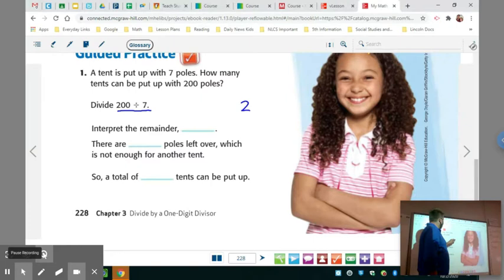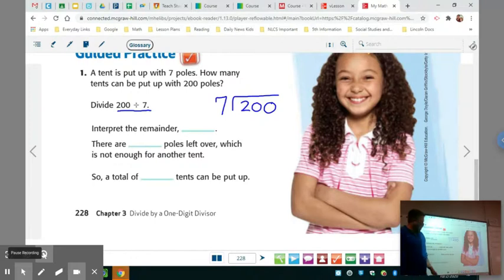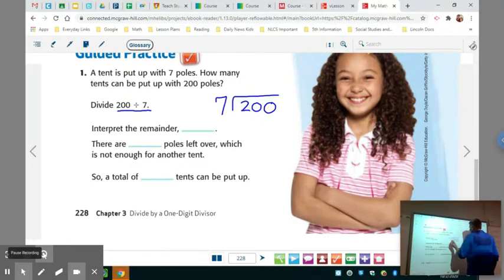So 200 divided by 7, Ray says. And Ray, how many times will 7 go into 2? 0 times. How many times will 7 go into 20? 2 times, because 7 times 3 is 21. What's 7 times 2, Ray? 14. Subtract those, what do you get? You get 6. Bring down your 0.